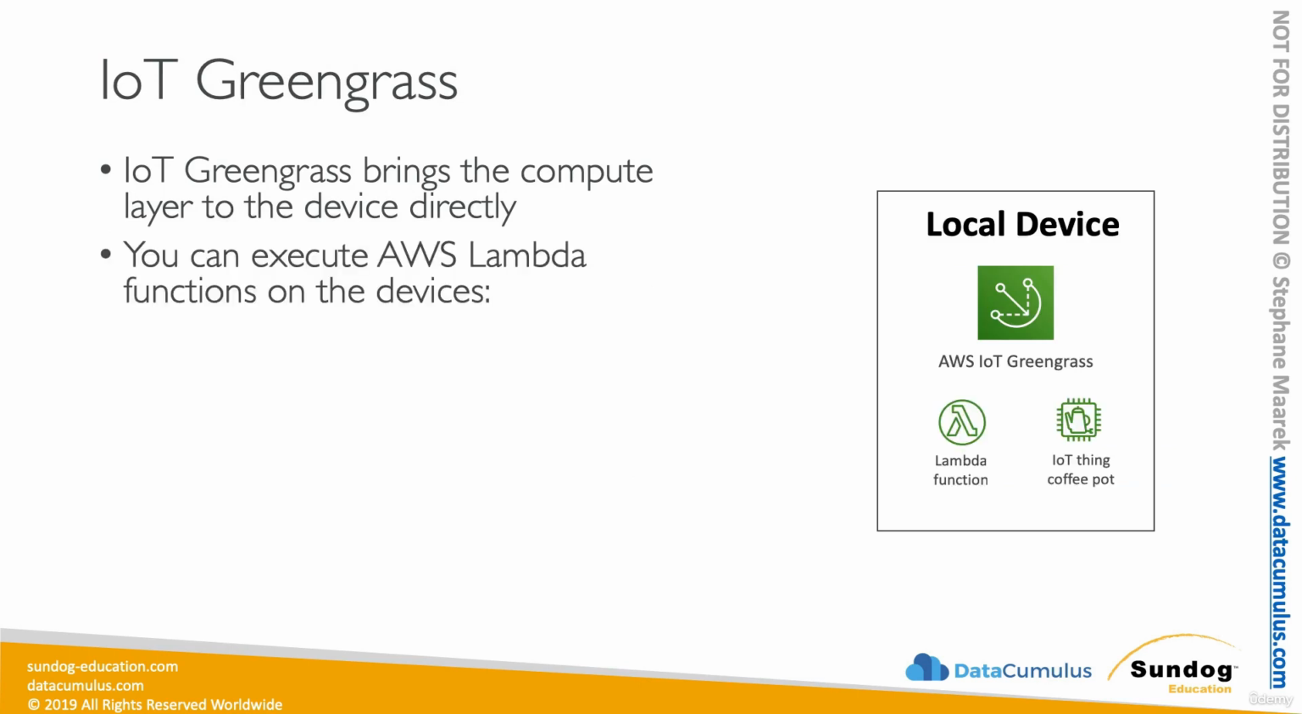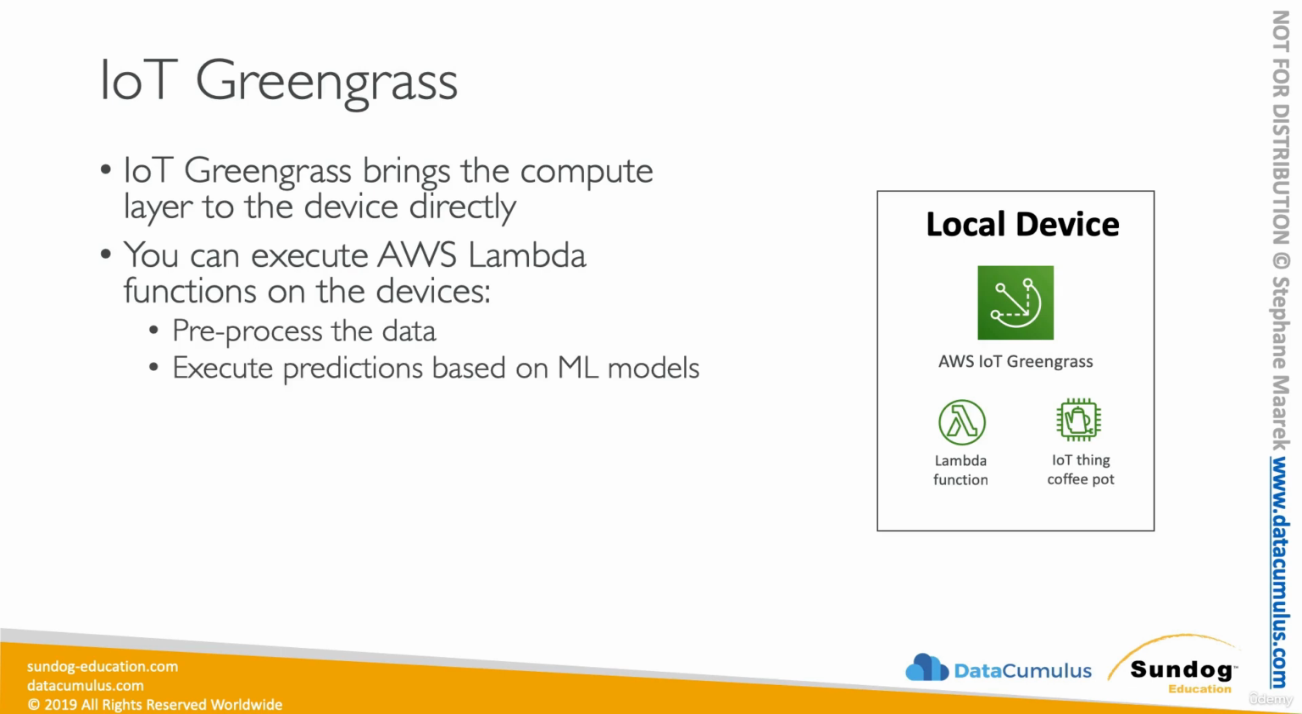So for example, our coffee pot can be a smart coffee pot and run Lambda functions. The really cool thing with this is that you can pre-process the data, execute predictions maybe based on ML models, or keep the device data in sync. You can also use this to communicate locally between devices if you dearly wanted to.